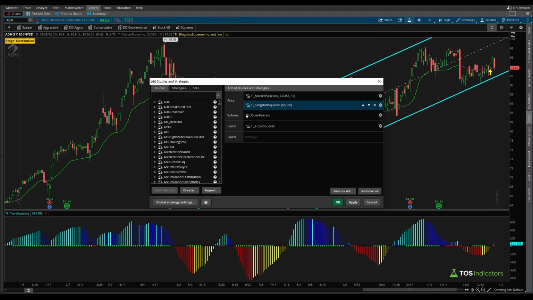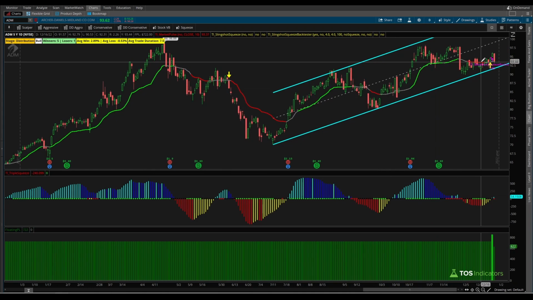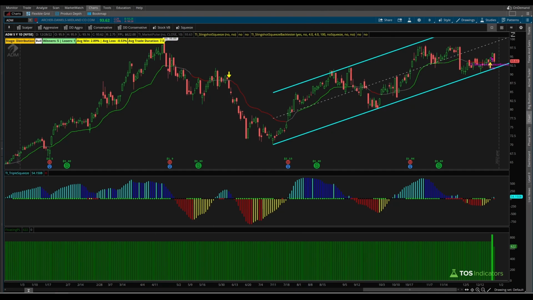Now let's come back inside of Archer Daniels. And I'll start by loading in the backtester. Double click to add the strategy. Click apply. And we're testing the long side signals. And if we take a look at past results, this is going 5 years on the daily time frame chart. We've had a total of 6 signals. 5 of those 6 have been winners. 1 of those 6 has been a loser. The average winner was a gain of 2.89%. The average loser was a loss of negative 0.53%.